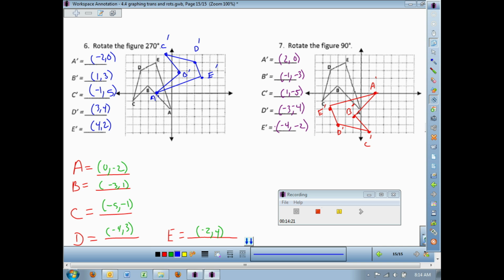So that, my friends, is it. How to rotate stuff on a graph. Some rules to remember. And if you have any questions, please see me. Have a good one.